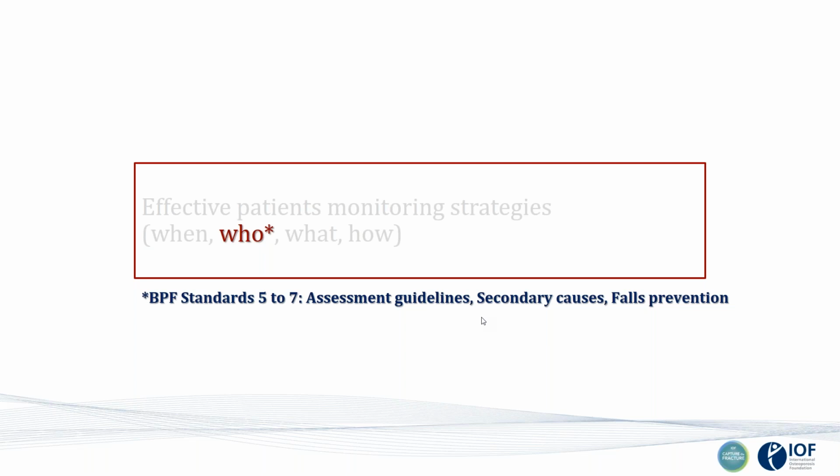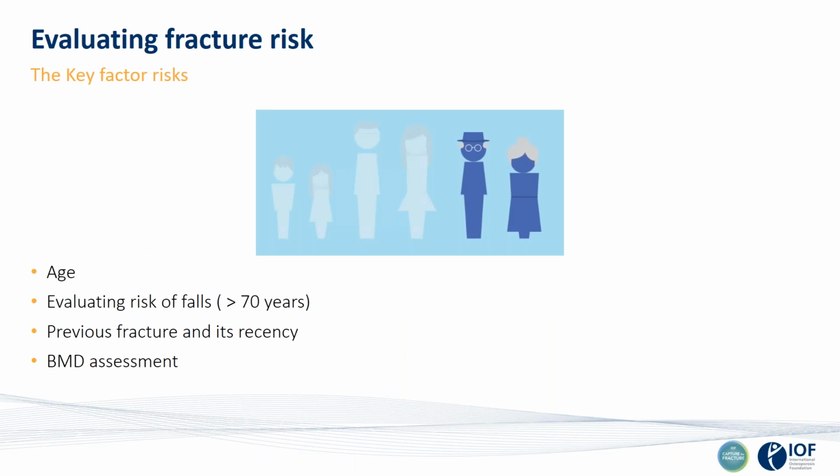So the second part is who we're going to treat through the FLS, and it refers to the BPF standards 5 to 7, going from assessment guidelines to evaluation of secondary causes and falls prevention. To decide if a patient needs a treatment, we have to evaluate his fracture risk, because the main objective of a treatment is still today to reduce the risk of a future fracture.